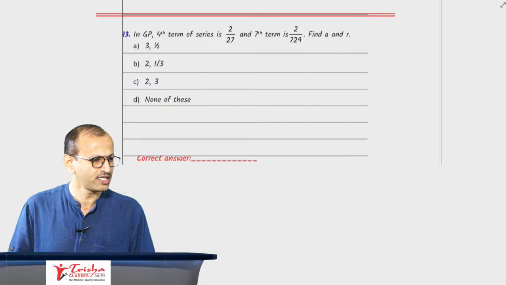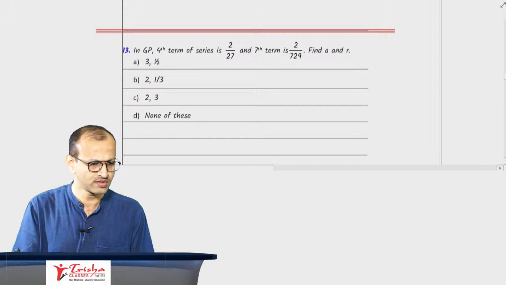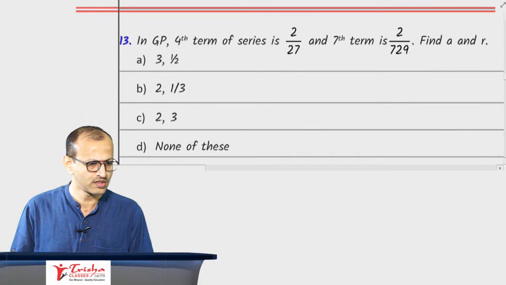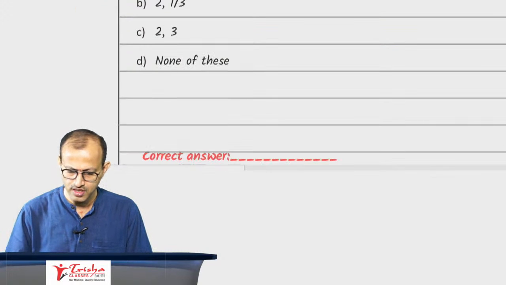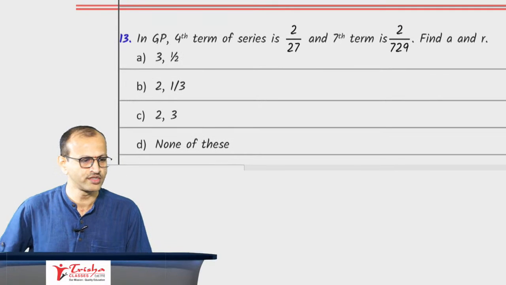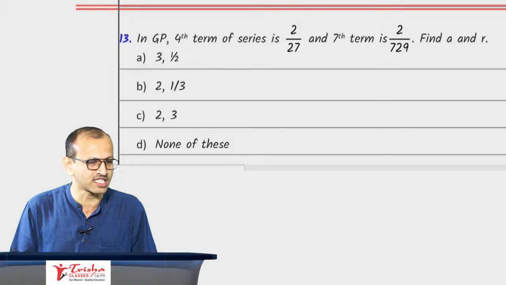Screen is not visible. Is it visible now? Blur? Okay. Is it clear to all of you now? Super. Now you respond. Is it clear to all of you? Okay. Prabhuji says crystal clear.